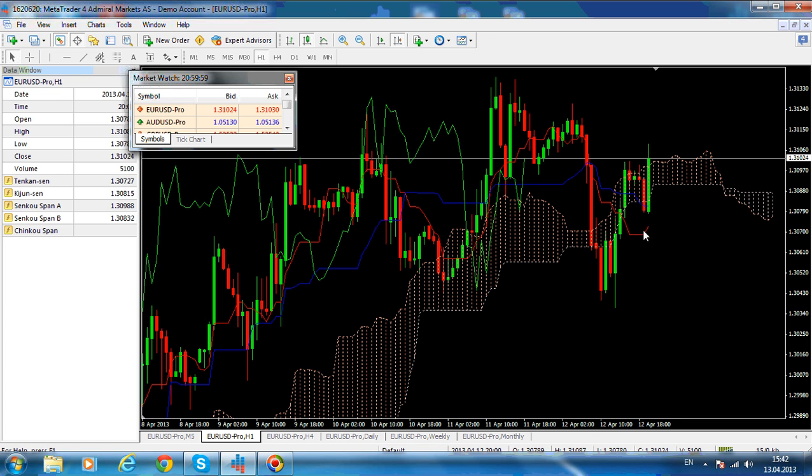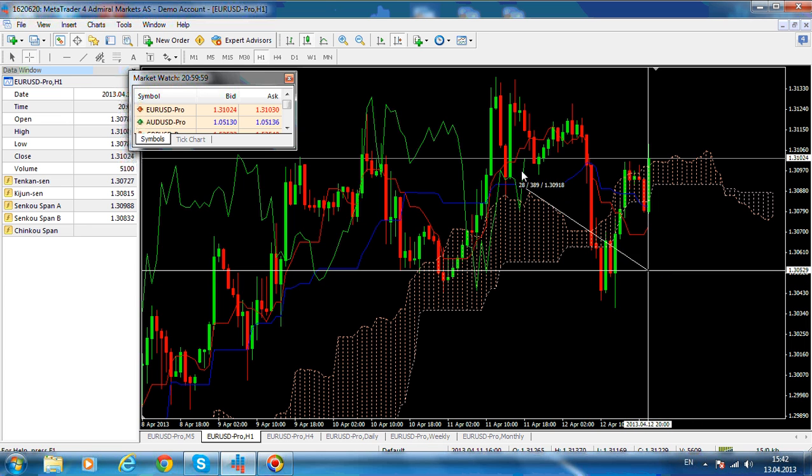Also an important element is this green line that you are seeing. The green line is projected 26 periods into the past. So 26 periods into the past and 26 periods into the future. So Chinko shows you the past and the cloud shows you the future.